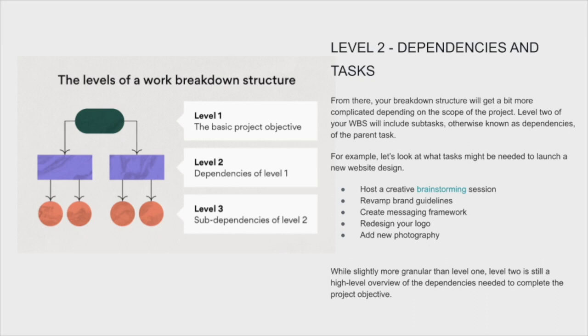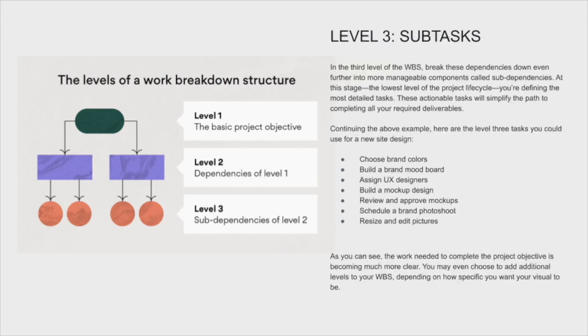So this is a little more granular, a little more fine detail, but not really fine enough to say that this is a job for Sammy to do. We need to be able to develop it even further into what we call level 3 or subdependencies, which are more subtasks. So in the third level, we break the dependencies down into manageable components called subdependencies. At this stage, the lowest level of the project lifecycle, you're defining the most detailed tasks. These actionable tasks will simplify the path to get to that ultimate objective.